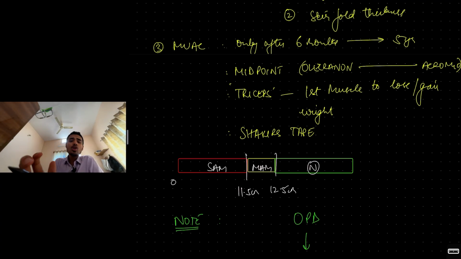You will take this only after 6 months, and you won't measure mid upper arm circumference after the child is 5 years old. So only up to 5 years. After 6 months, you will measure. Up to 5 years, you can take mid upper arm circumference. Midpoint of olecranon and acromion process.